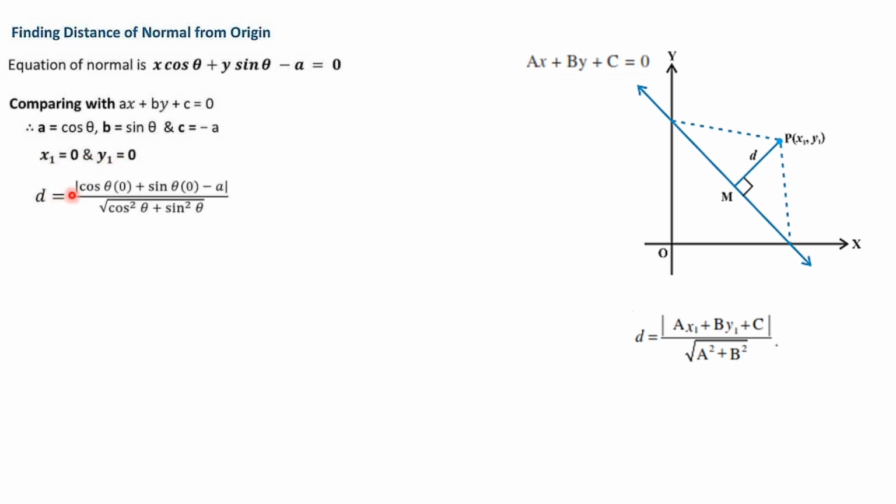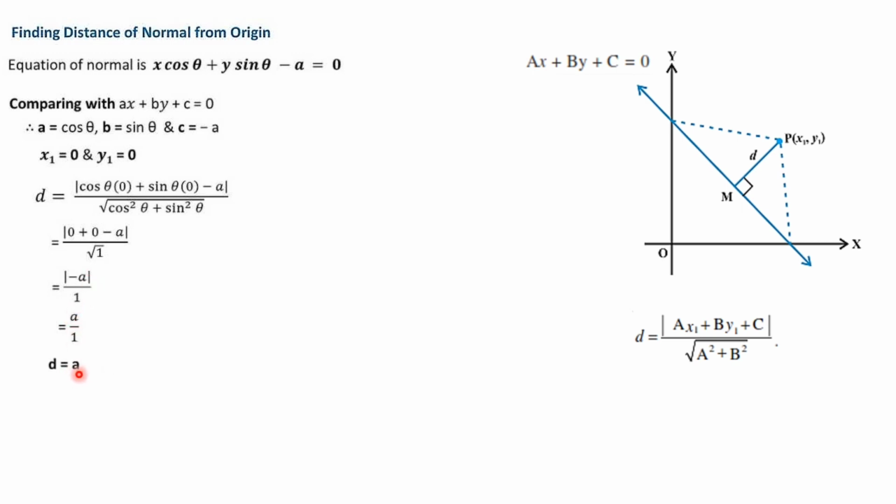Then d is equal to ax1, which means cos theta into 0, plus by1, which means sin theta into 0, plus c. Here c is minus a, that's why minus a is coming, divided by root of a square plus b square, which is cos square theta plus sin square theta. That is modulus of 0 plus 0 minus a divided by root of sin square theta plus cos square theta, which is 1. So modulus of minus a by 1 is equal to modulus of minus a, which is a by 1, that is equal to a.